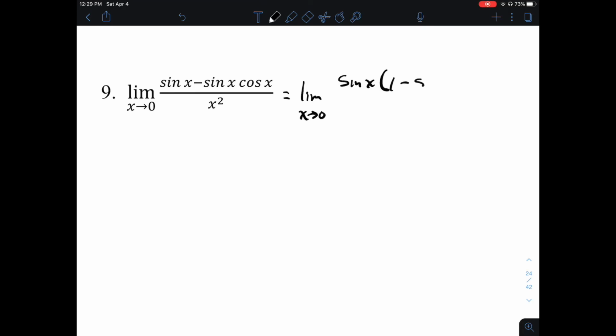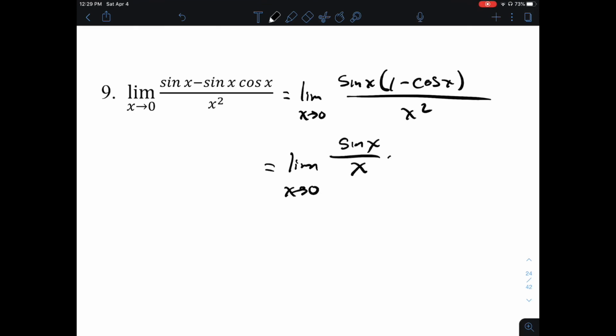The numerator, both terms have a factor of sine of x. Then the numerator has a product, and so does the denominator. I'm going to separate those products. So it's two separate fractions I'm multiplying together. Sine of x over x times 1 minus cosine of x over x.